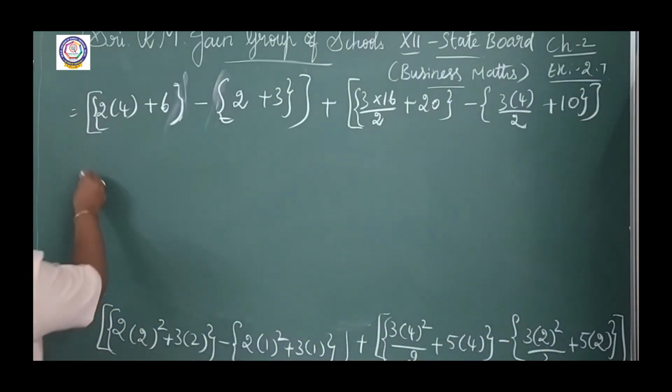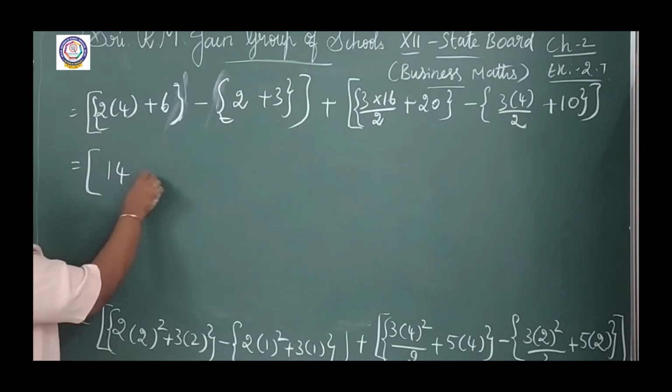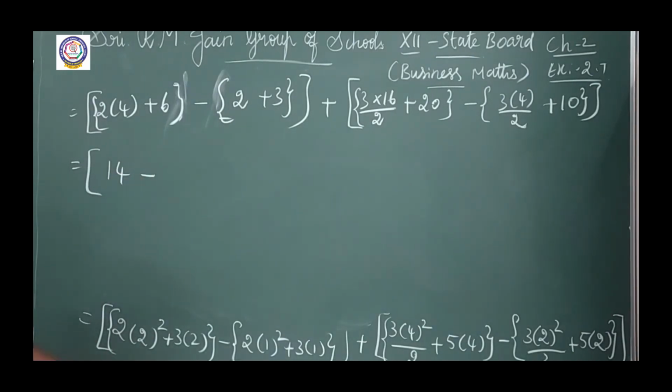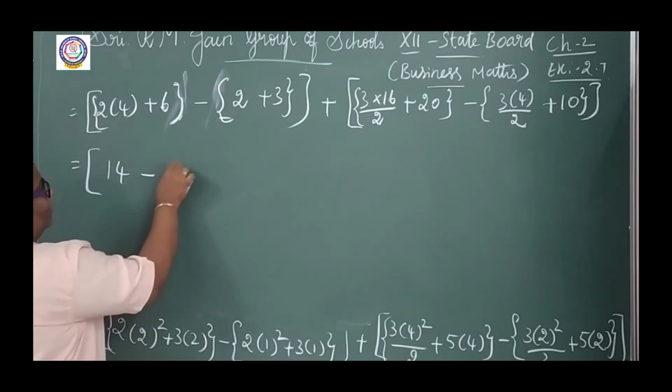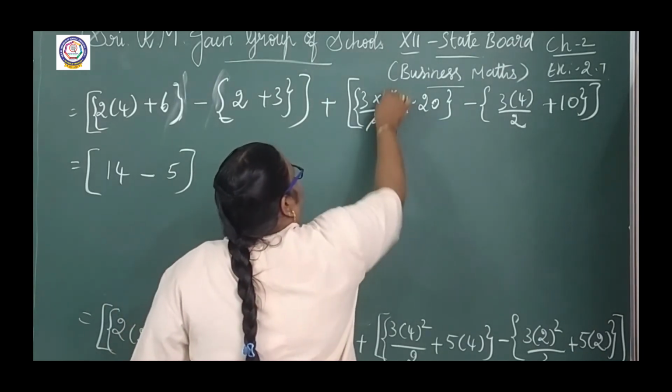So, see: 4 2s are 8, 8 plus 6 is 14, minus 2 plus 3, which is 5. So this part is over. 4 2s are 8, 8 plus 6 is 14 minus 5. So you cancel this one.